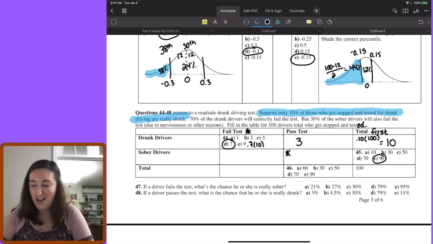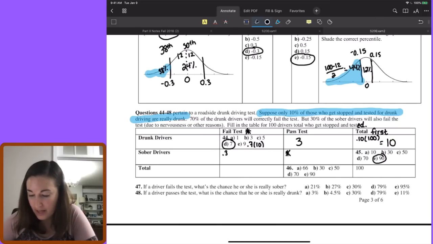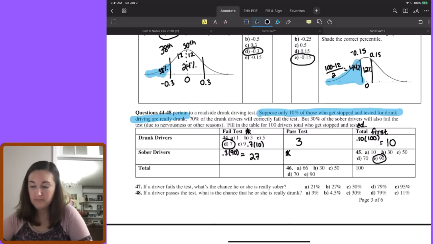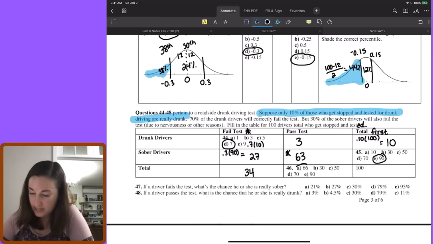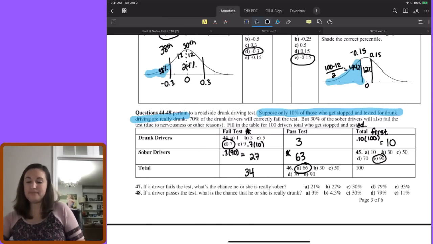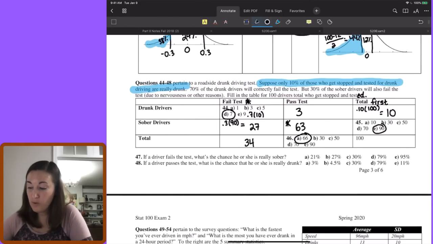Yikes. And then it also says 30% of sober drivers will also fail the test. Okay, so of these 90 people, 30% of them will fail. So 30% of 90 is 27. And then the rest of them, 90 minus 27, which is 63, will correctly pass. Cool. So then I can go ahead and find the totals. 7 plus 27 is 34, and then 3 plus 63 is 66. And now hopefully these questions will be a lot easier.